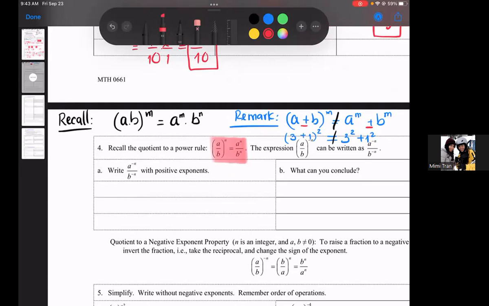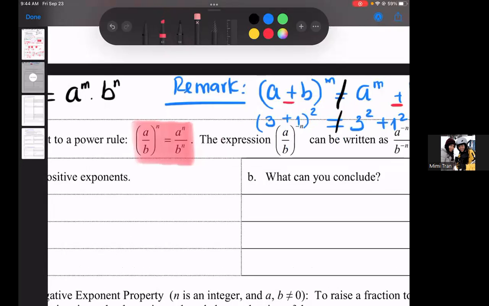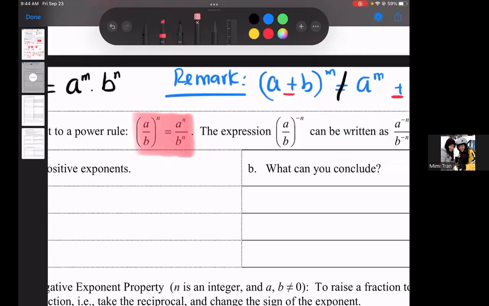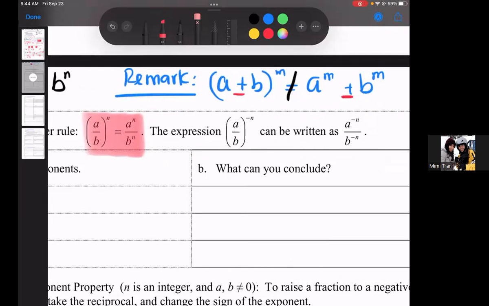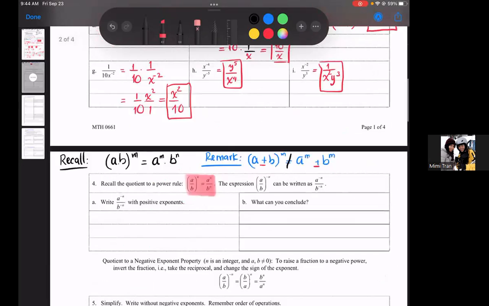Now, what about the negative case? Oh, I'm sorry. Let me erase that so that I don't cover anything. What if I have a over b to the negative n? Well, you do the same thing. You distribute the power, right? You distribute a to the negative n over b to the negative n. I mean, you flip using what you learned before, right?